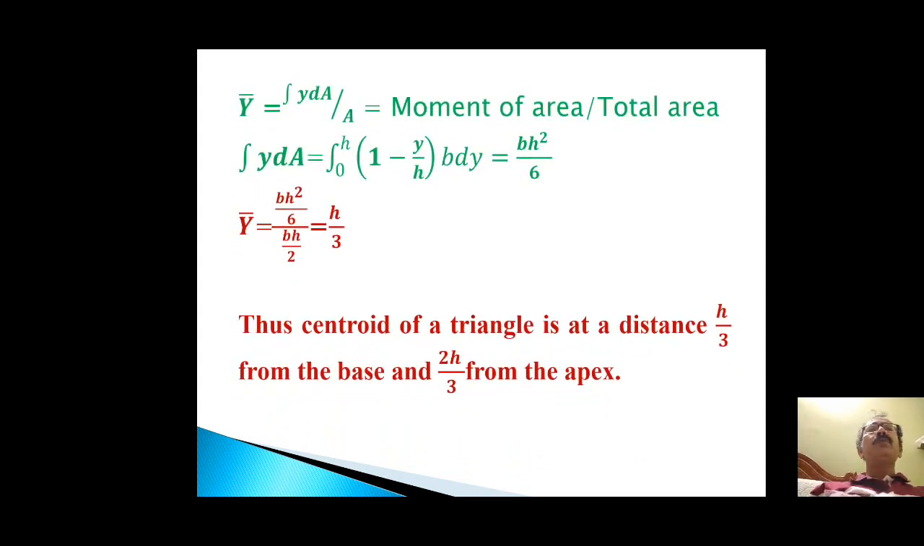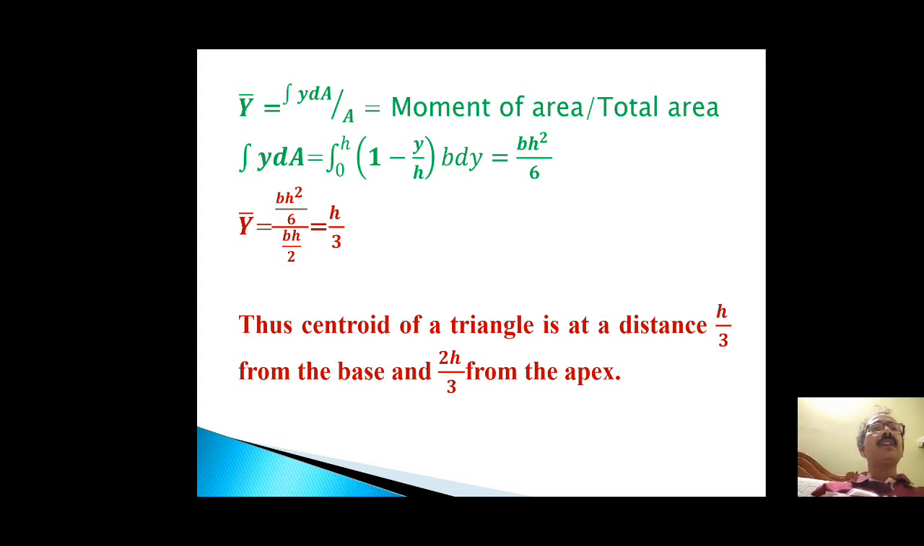Now y bar is nothing but integration y dA by A, so that is the moment of area by total area. So integration y dA, that is the moment of area, so the limit is 0 to h. So putting the value of y, we will get the value of the integration y dA. So finally b a square by 6. So y bar is nothing but moment of area by total area, so b a square by 6 by total area b h by 2, so finally h by 3.